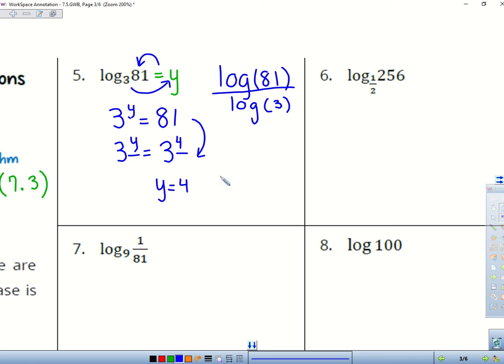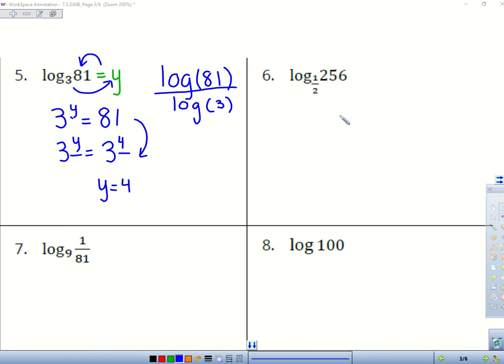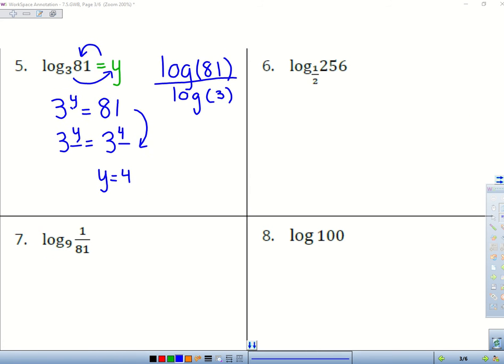And the reason for that is not all of these are going to be something nice. What if I said this was like 81.5? You wouldn't be able to do it so easily without the calculator, which is why we have the calculator as well. But before I get into anything with the calculator, I want you to understand why things work, not just how to do them.